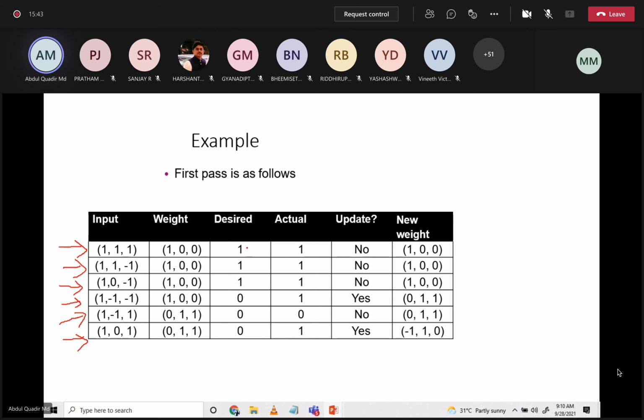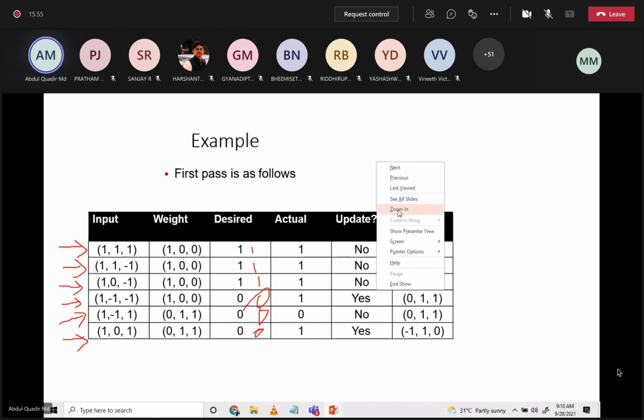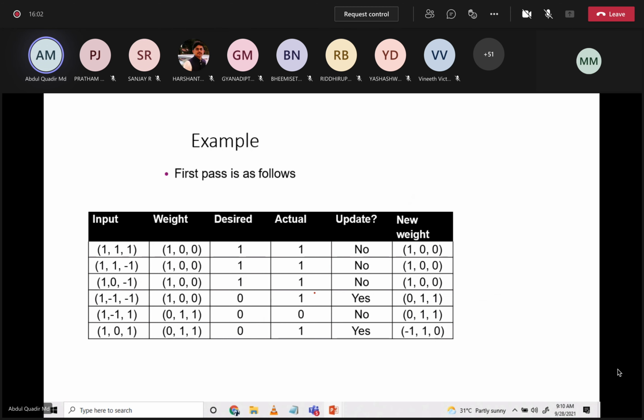Then this is the data set which is classifying 1 or 0. This is the desired output: 1 1 1 0 0 0. This is the target output, already given for these sets of inputs. Then we will be calculating the weights, the actual output, the update, and we will see the new weight. Step number one.